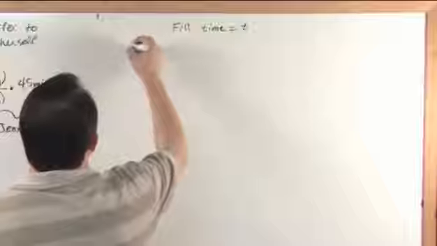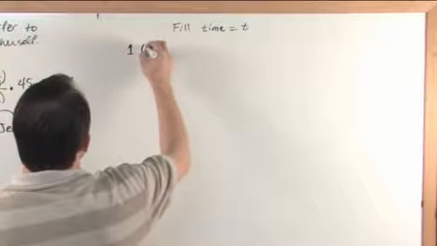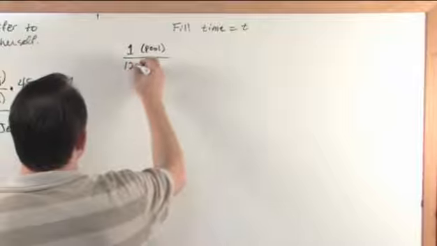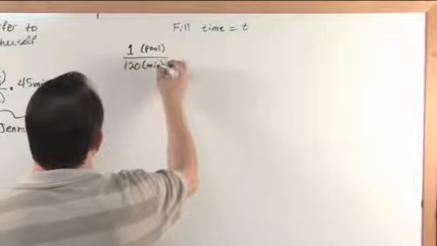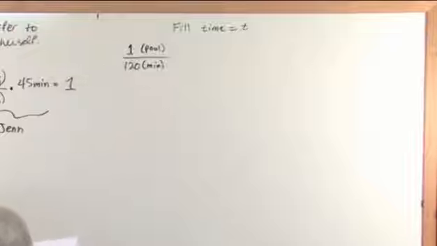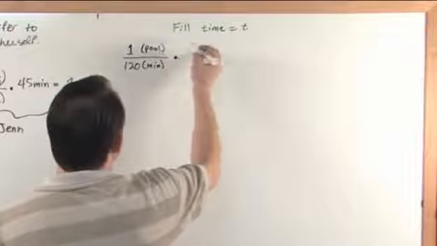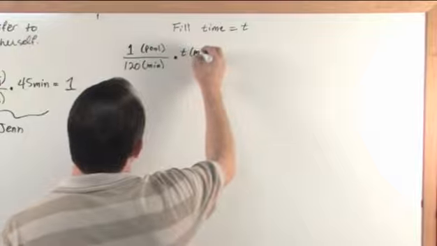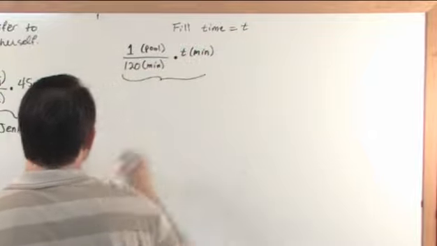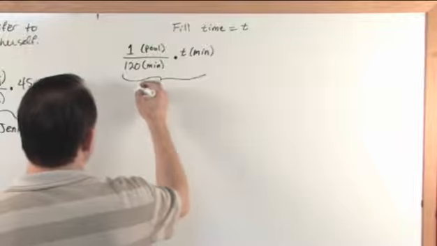Now, you can fill one pool, okay, in 120 minutes, okay? This is the conversion factor. This is the rate that you can fill the pool, okay? And you're going to multiply this by t minutes, okay? This is the rate times the time, and this is the work to fill.